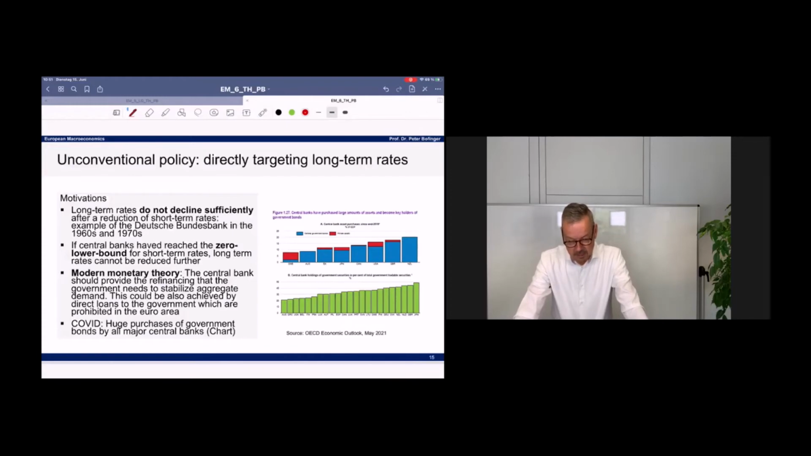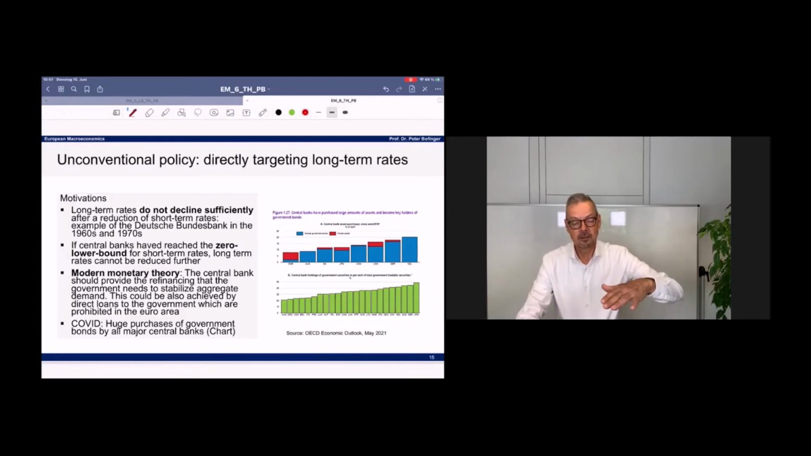A second motivation, which has now become very relevant after the financial crisis, is that the short-term interest rate has reached the so-called zero lower bound, and long-term rates still were higher than adequate in the view of central banks. So if you have this kind of indirect connection between short-term and long-term rates, by reducing the short-term rates you can try to get long-term rates down, but as soon as you reach the lower bound, you can have long-term rates at levels which are deemed too high.